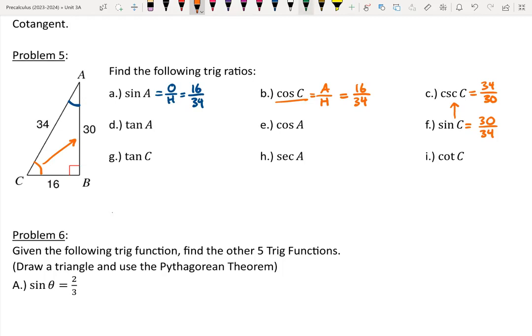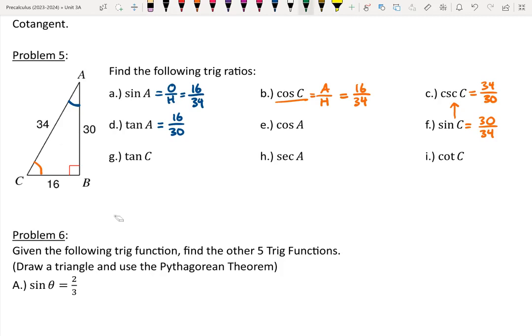Tangent, let's go ahead and do tangent. Tangent of A, so we're back to angle A. Angle A, tangent is opposite over adjacent. So that'd be 16 over 30, which again we could reduce. Do we have cotangent of A? No, we do not. We have cotangent of C, but cotangent would be 30 over 16.